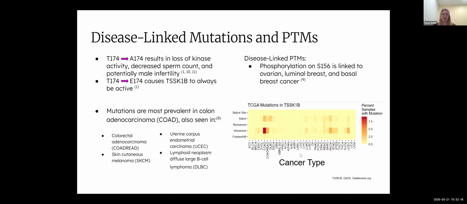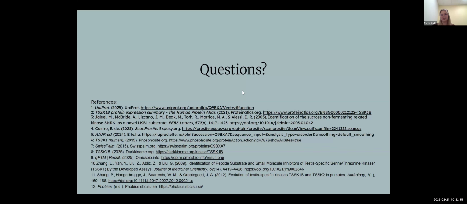Here's a chart from the Dark Kinome website that shows TSSK1B mutations in cancer. By far, the most prevalent cancer is colon adenocarcinoma, which is interesting because TSSK1B is only expressed in the testes according to UniProt and the Human Protein Atlas. qPTM also yielded some interesting results since there were 9 different entries that showed phosphorylation of serine 156 on TSSK1B in ovarian and breast cancers. So there's definitely some additional research needed here. And that's all I have today. Do you guys have any questions?